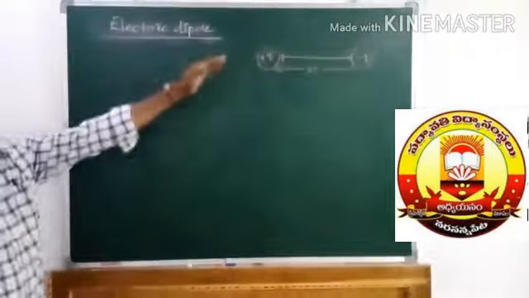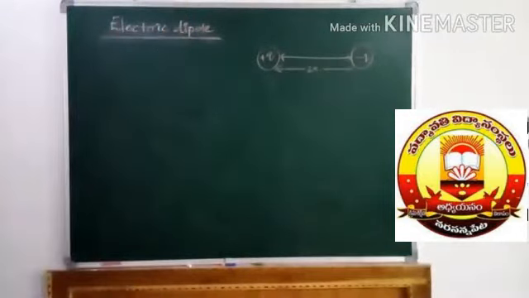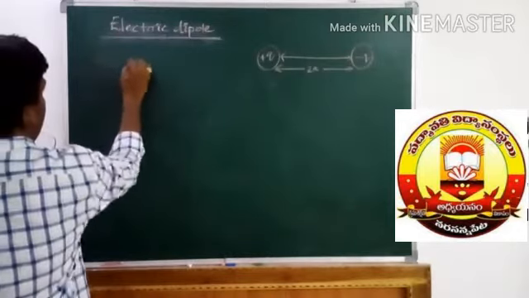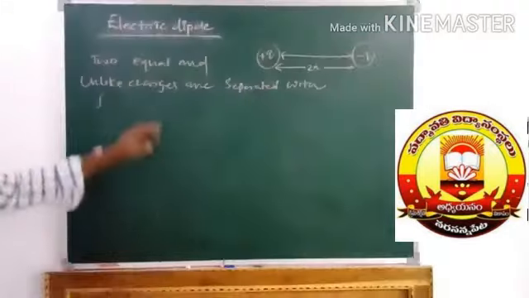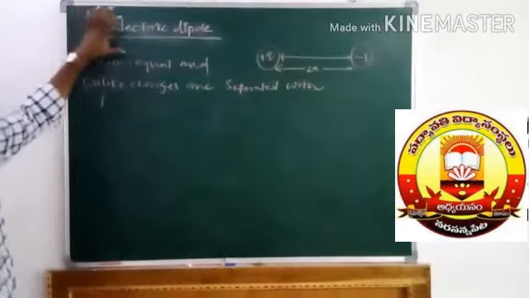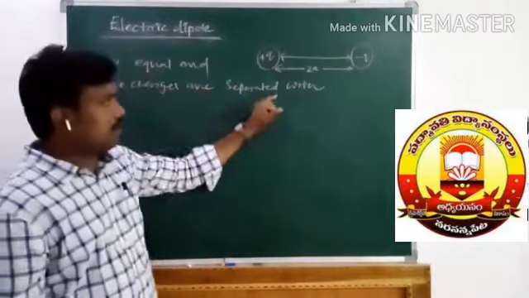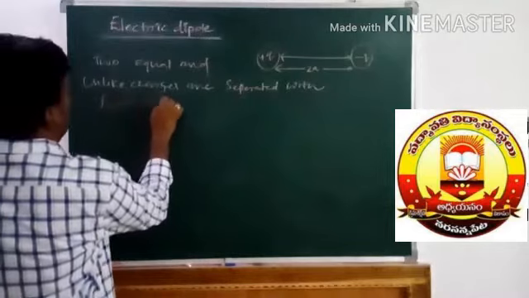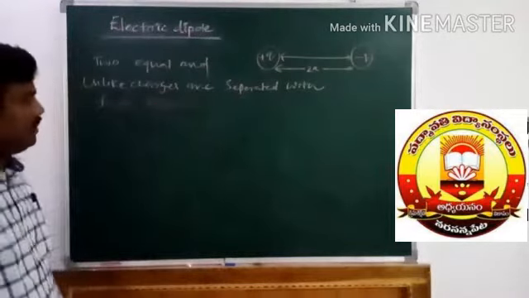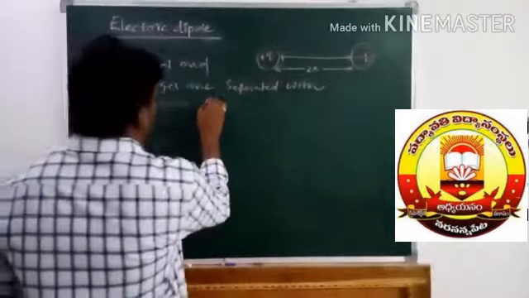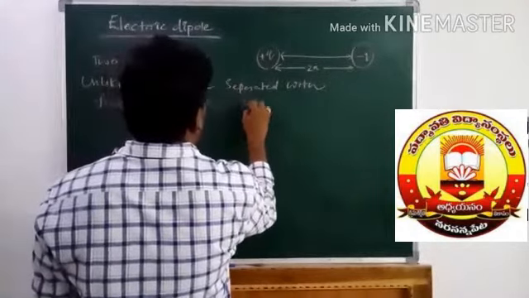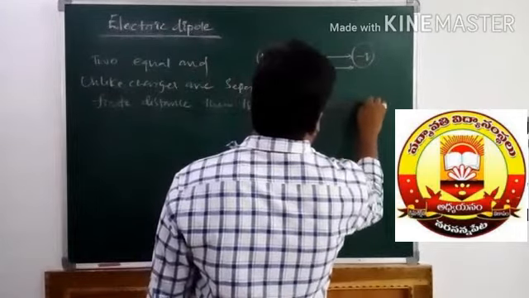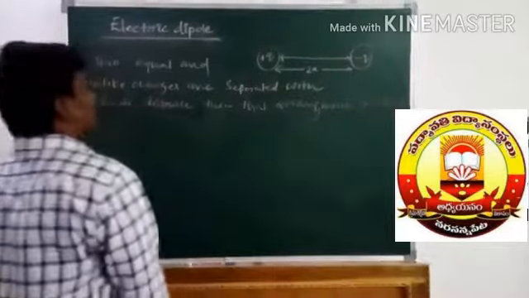Again, the definition of a dipole: if two equal and unlike charges are separated by a finite, that is, small distance, then that arrangement is called an electric dipole.